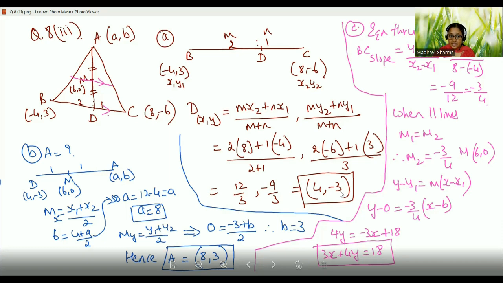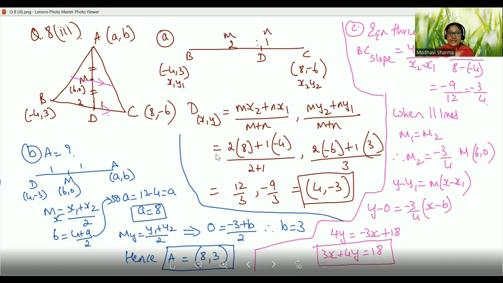Now the B part is to find out A. M is the midpoint of AD. D is (4, minus 3), M is (6, 0). These two points are given. (4, minus 3) we just found out. Midpoint formula, x1 plus x2 upon 2, y1 plus y2 upon 2. And I get A, that is vertex A, as (8, 3).